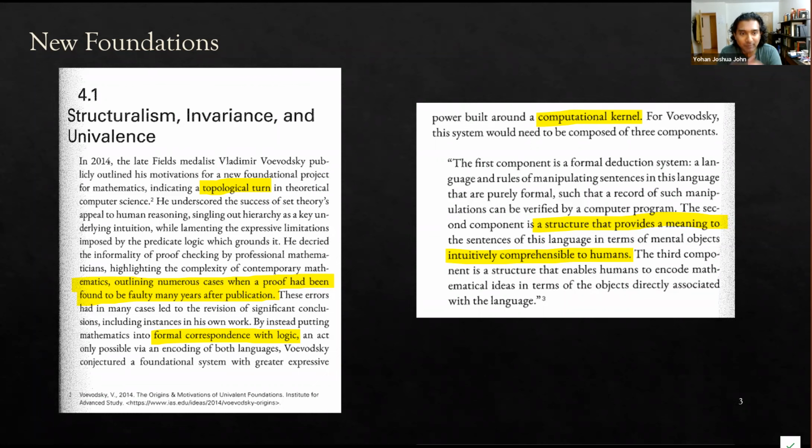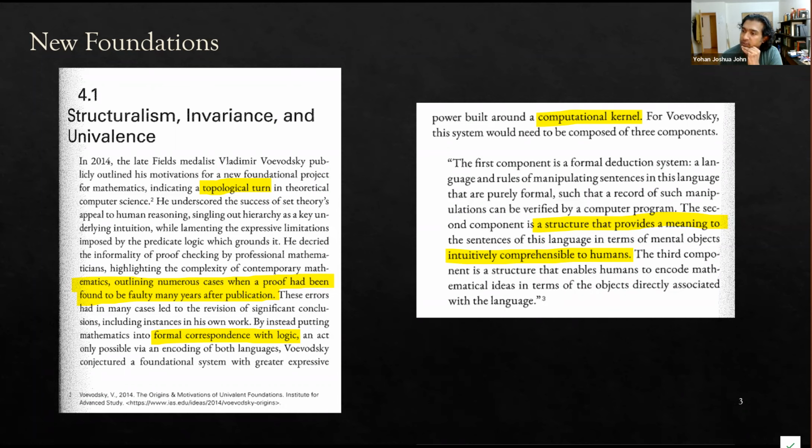The second is the part that we've been talking about a few times now, this idea of the semantics. So a structure that provides a meaning to the sentences of this language in terms of mental objects intuitively comprehensible to humans. So kind of having the best of both worlds. You want to both allow a computer to check everything, and also make sure that the steps are intuitively comprehensible. So it's not just gobbledygook, like humans wouldn't be able to check assembly, for instance.